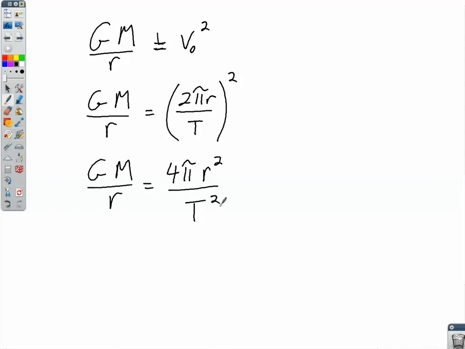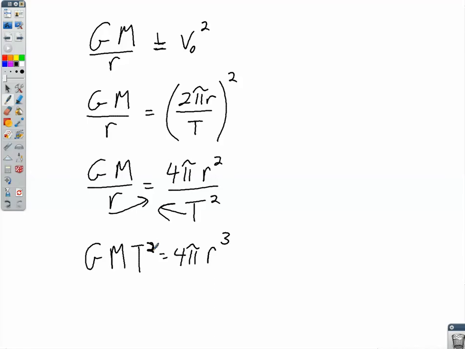And let's get rid of the fractions, because nobody loves fractions except for me. So we'll move this r up to the other side. We'll multiply both sides by big T squared, and we end up with big G m T squared is equal to 4 pi r cubed. And this is extremely important.